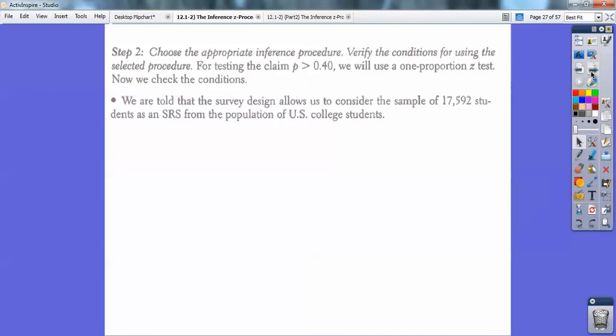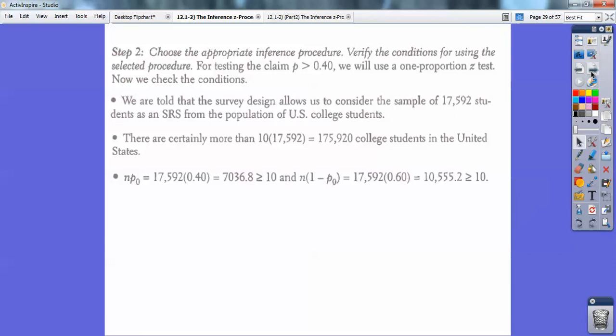We're told that the survey design allows us to consider the sample of 17,592 students as an SRS from the population of U.S. college students, and you can probably figure that out yourself, you guys. There are certainly more than 10 times that many college students in the United States. There's millions of them. All right, so n times p sub 0. Remember, my p sub 0 is 40%. That's my null hypothesis.